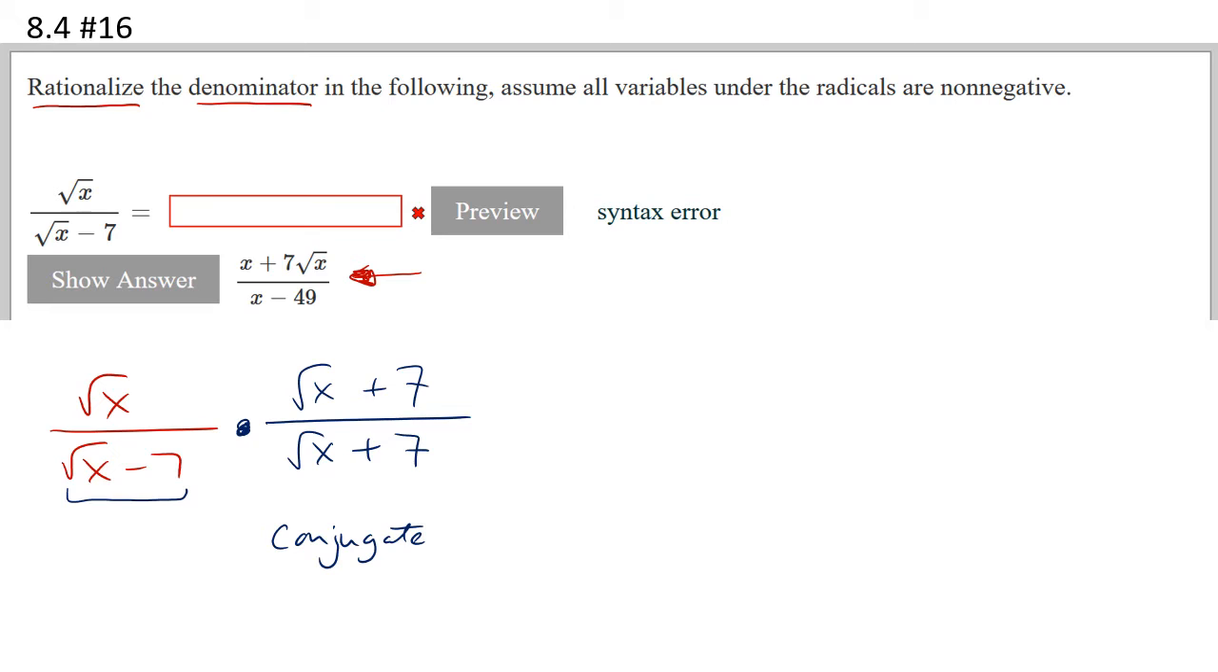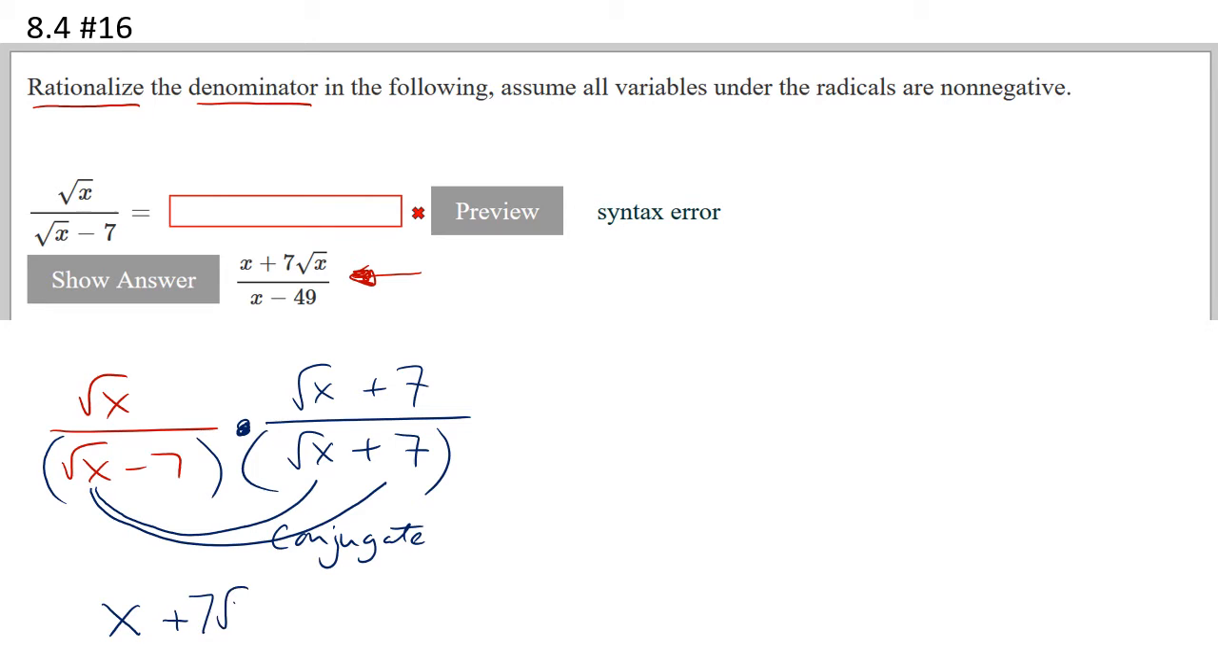And so the question is, why do we multiply by the conjugate? And I'll give you the long explanation here. It's because whenever we FOIL this out, square root of x times square root of x becomes x. Square root of x times 7 makes a positive 7 square root of x. And then when you multiply the inside terms together, you get a negative 7 square root of x. And notice these two terms are opposite. They're going to cancel each other out. So that little square root that's there goes out. And then at that point, you've rationalized the denominator.